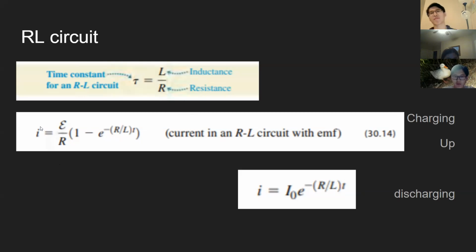this has the same thing, with I changing with time through this equation. It's just plug and chug. I starts at 0 when it's charging up, and when time goes to infinity, it reaches E over R. And then for discharging, this is the equation. I naught is the initial I value.